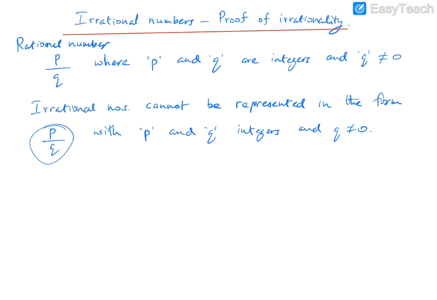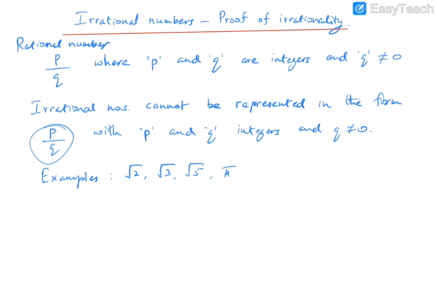So the examples of irrational numbers that we had seen are square root of 2, square root of 3, square root of 5. We have seen the number pi as being irrational, which is a constant 3.14 and so on, right? So pi is a non-terminating decimal. Therefore pi cannot be represented in the form p by q.